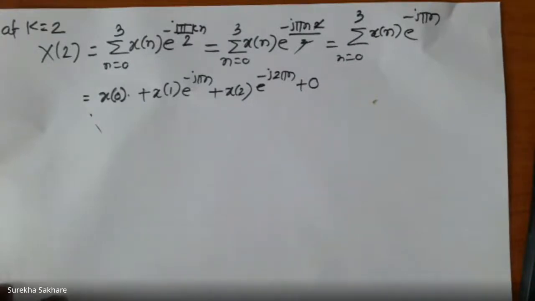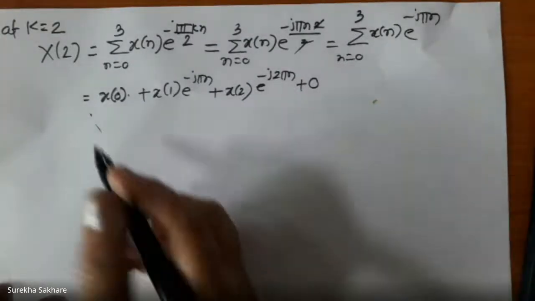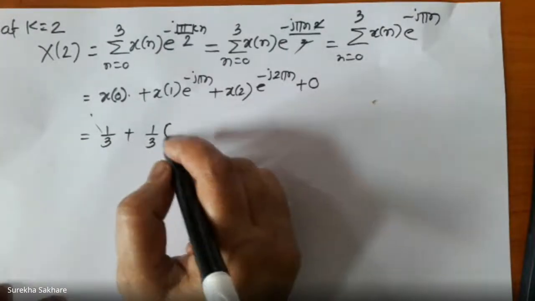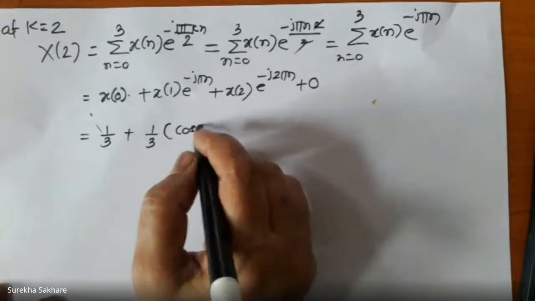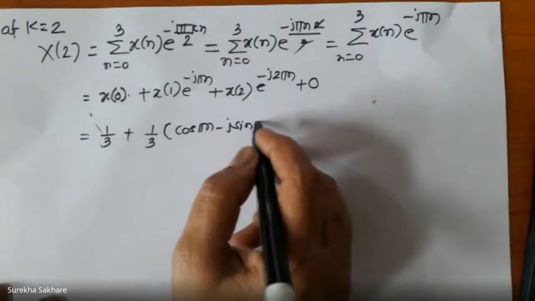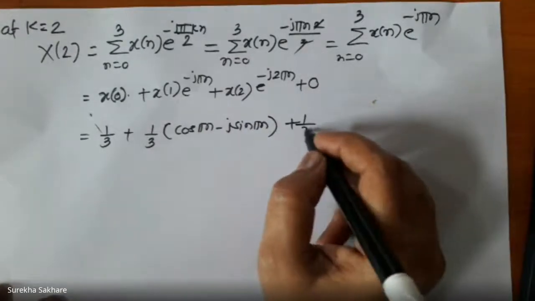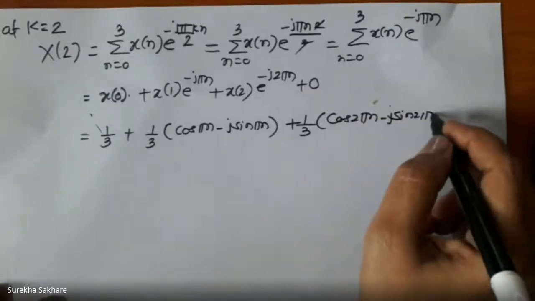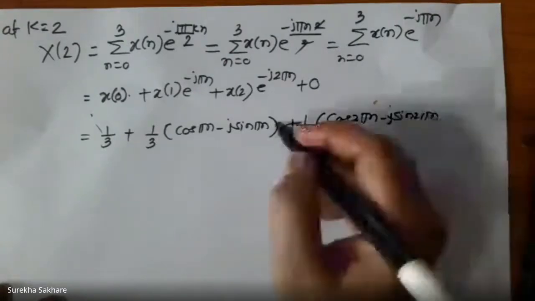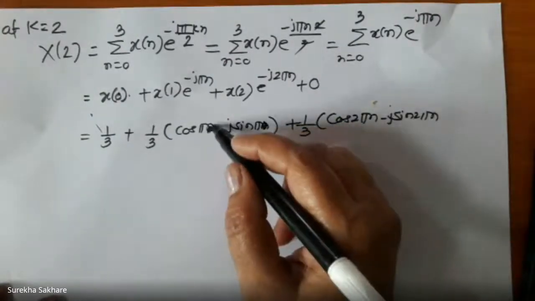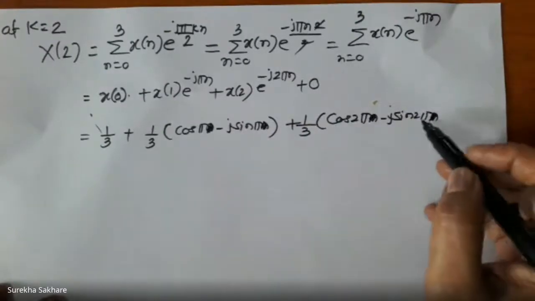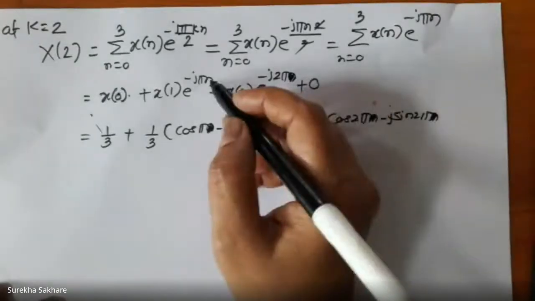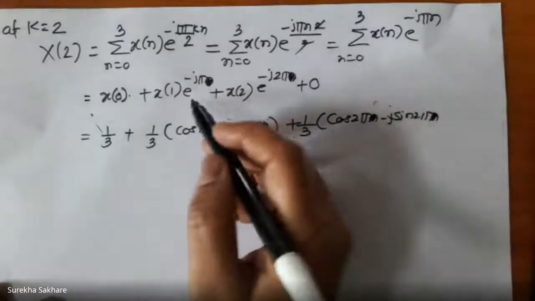Let us see now. X of 0 is 1 by 3 plus 1 by 3 cos pi n minus j sin pi n. Right? Then 1 by 3 cos 2 pi n minus j sin 2 pi n. Okay, now the n is already introduced, no? So by mistake it was done here. It's 2 pi. Okay, x of 2 pi. We can insert this. We should not go and make the same mistake. So if n is 1, n is 2, so it is introduced. Okay.